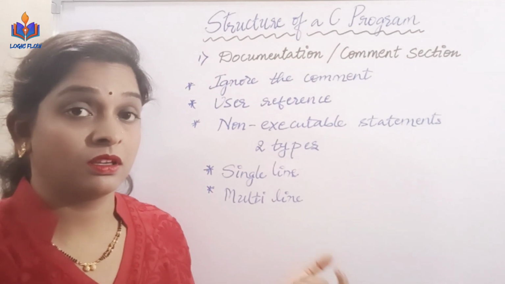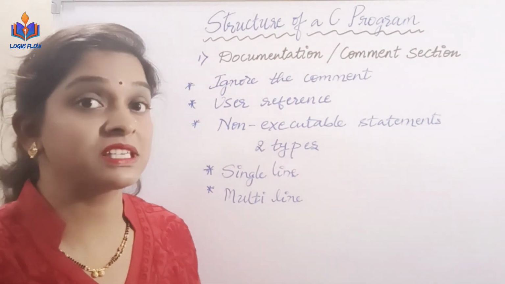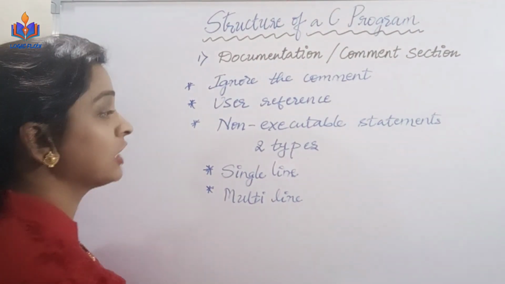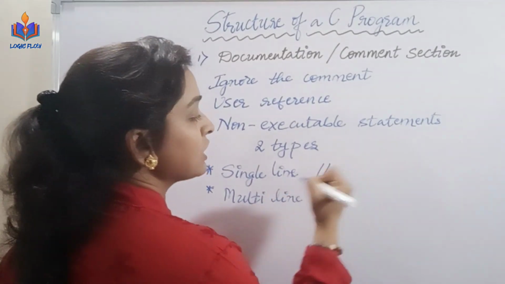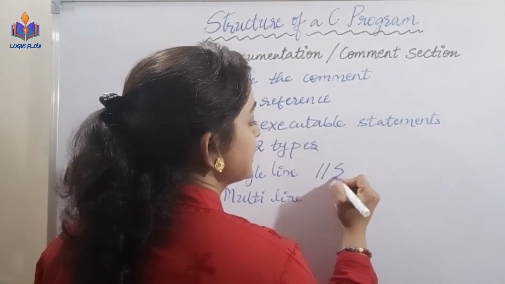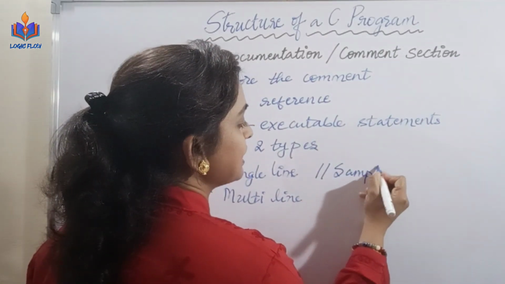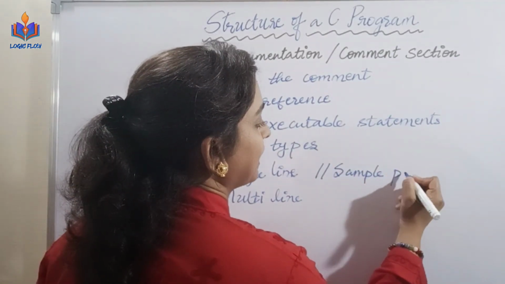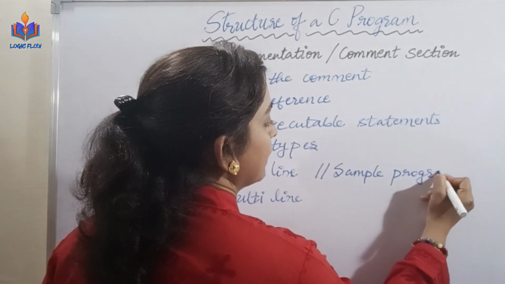Then what symbol can I use to represent the comment? Here I can use 2 forward slashes to have the single line comment. For example, I say sample program, a very simple comment that I can write as a single line comment.